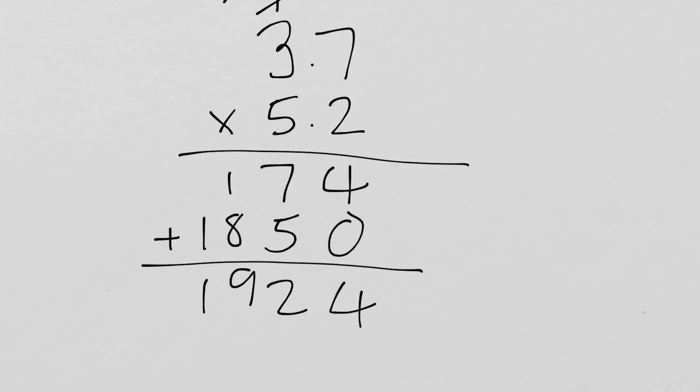So again, I could round it. The 3.7 could become a 4. 5.2 could become a 5. 4 times 5 is 20. So logically, the only place that it can go to have it anywhere near 20 is here, right? 19.24. But the other way is how many digits are after the decimal point. Well, in 3.7, I've got one digit after the decimal point. And in 5.2, I also have one digit. So that's a total of 2 digits after the decimal point. So I'll want to have 2 digits after the decimal point in my answer. So that's the other way of figuring it out.